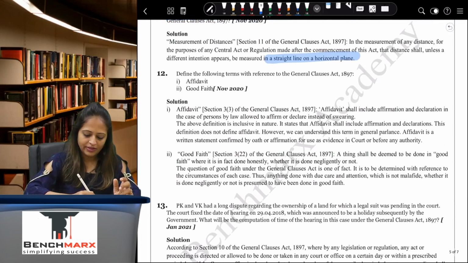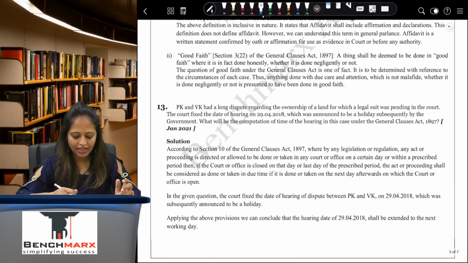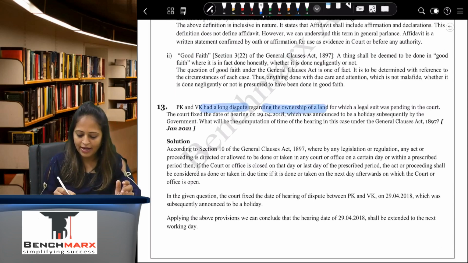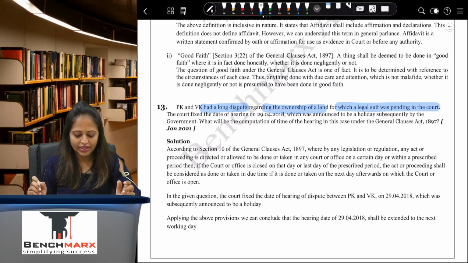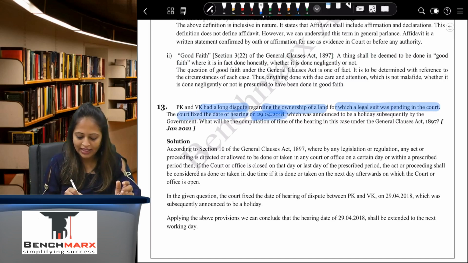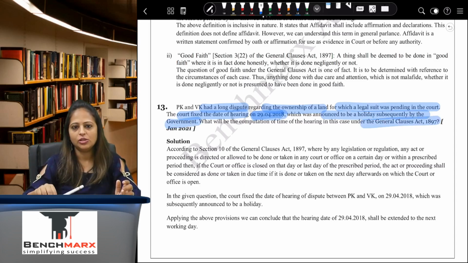Define the terms affidavit, good faith. Again the same question being asked again and again. PK and VK had a long dispute regarding the ownership of land for which a legal suit was pending in the court. The court fixed the date of hearing on 29th of April 2018, which was subsequently announced to be a holiday by the government. What will be the computation of time of hearing under the General Clauses Act?